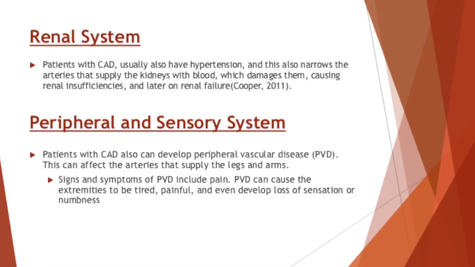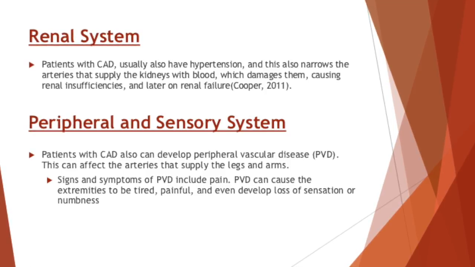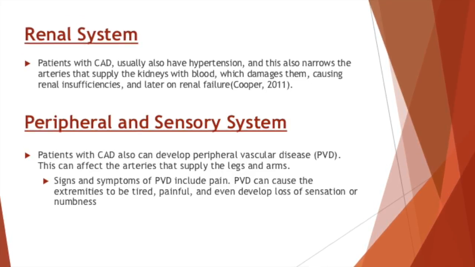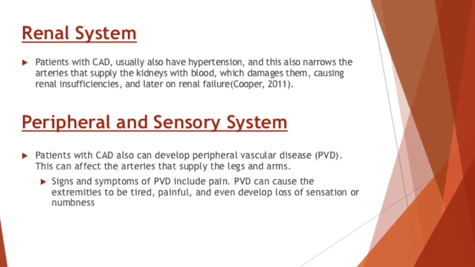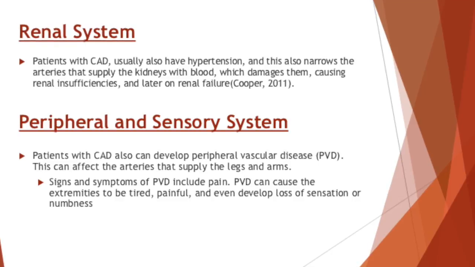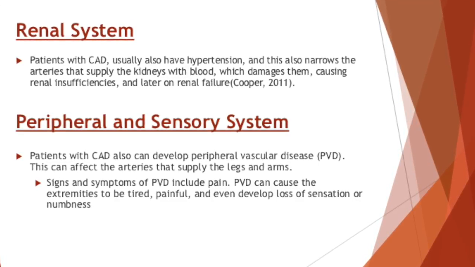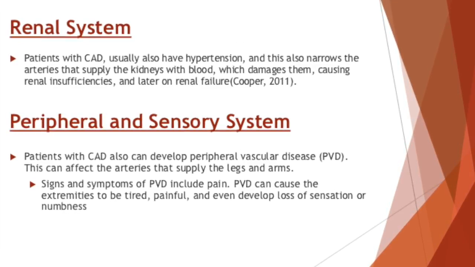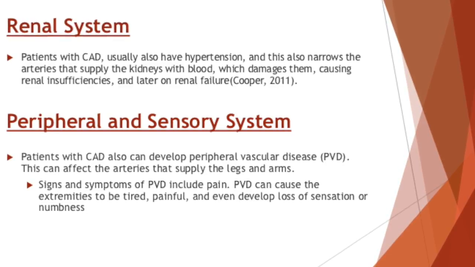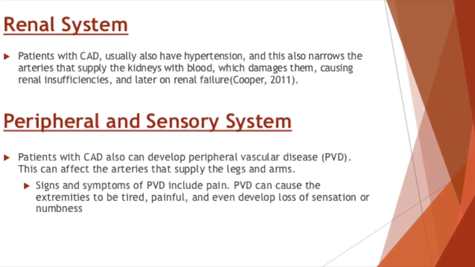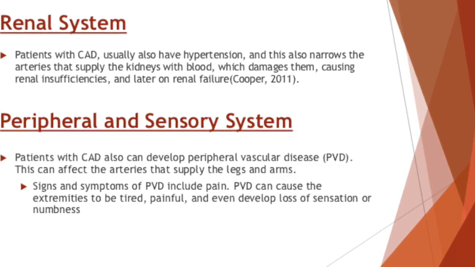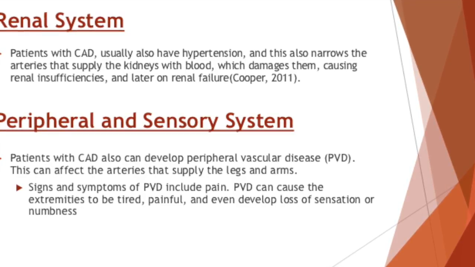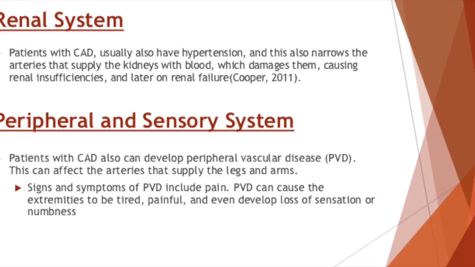Patients with CAD also usually have hypertension due to the constriction of the lumen, and this also narrows the arteries that supply the kidneys with blood. This damages them, causing renal insufficiency and later on actually renal failure. Along with that, patients with CAD can also develop peripheral vascular disease, and this can affect the arteries that supply the legs and arms. Signs and symptoms of PVD include pain and causing the extremity that it's affecting to be tired, painful, and they can even develop a loss of sensation or numbness. If left untreated, PVD can also lead to gangrene and even possible amputation of the limb.